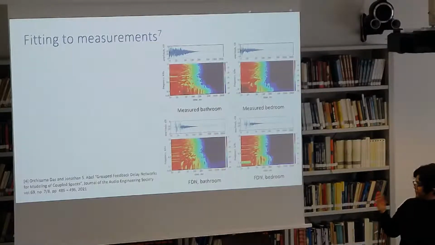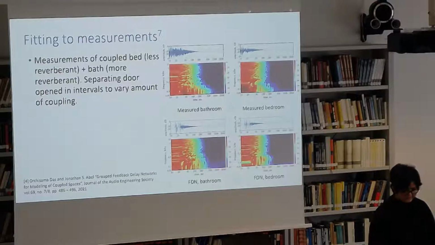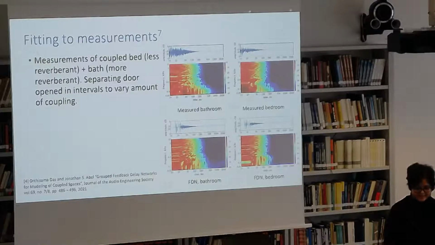In a follow-up paper that was published this year, I actually took some measurements and tried fitting this GFDN structure to those measurements to see if it emulated the same behavior. Unfortunately, this was during the pandemic, which means I didn't have access to a lot of spaces. So I had to record this in my bedroom and my bathroom. So I have a bedroom coupled with a bathroom. The bathroom has tiles in it, and it's quite reverberant. And there's a door that separates the 2 rooms. I opened the door in varying intervals and took a number of measurements to indicate less coupling to maximum coupling.